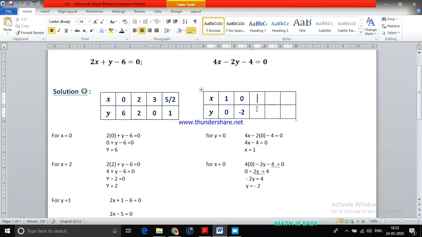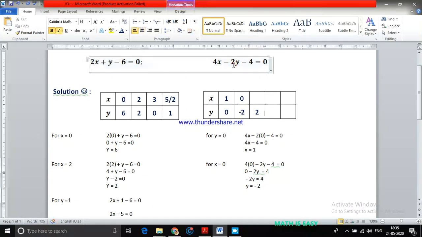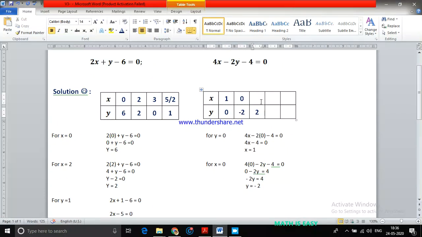Maybe I'll go for y is maybe 2. Let me put y value is 2. If y value is 2, then I'll get here 2 times of 2, which is 4, 4x minus 4 minus 4, that will be minus 8. So if it is minus 8, it will go as plus 8. I think this also will come 2 only. Understood? So I have solved it orally.